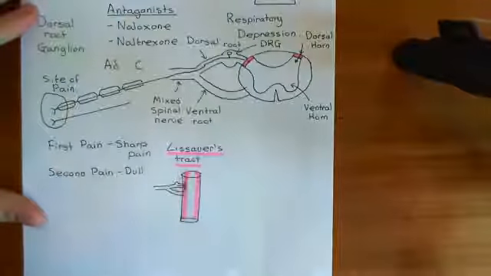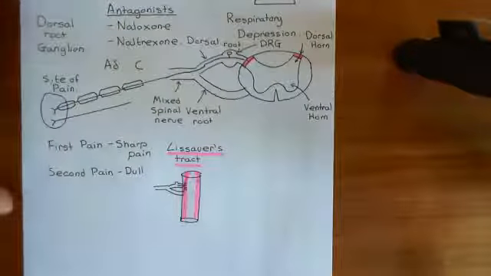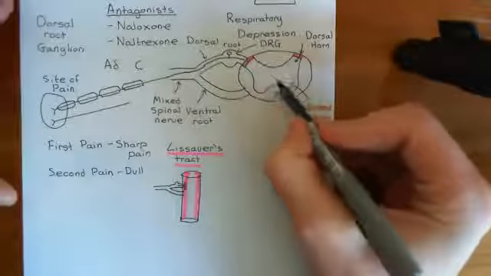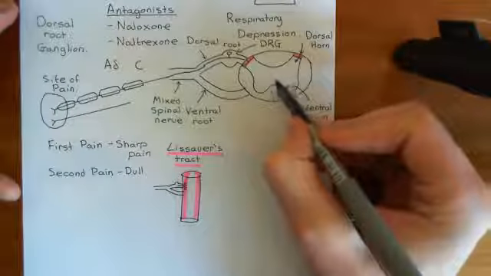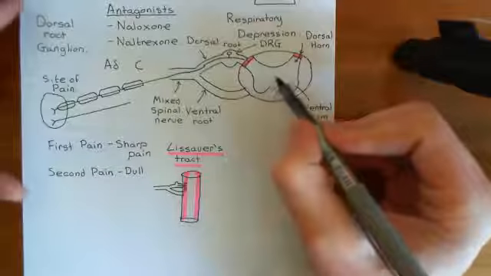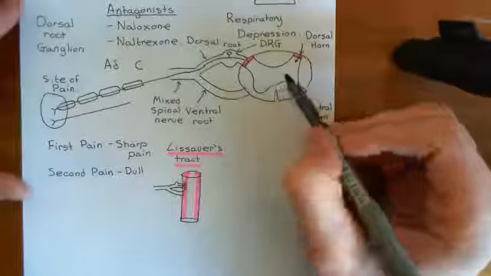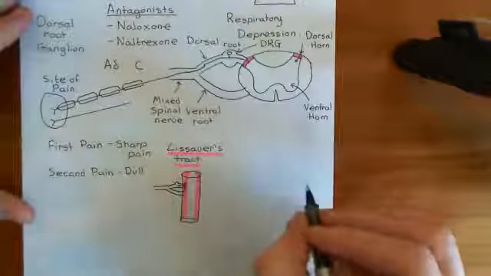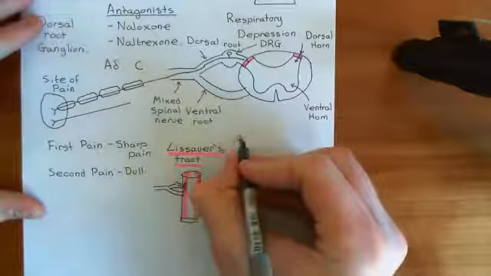So basically, the grey matter of the spinal cord can be divided into certain areas, certain laminae as they're called, and these laminae are known as Rexed's laminae.